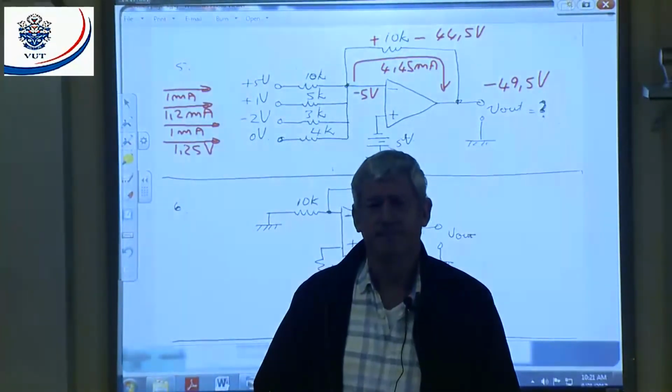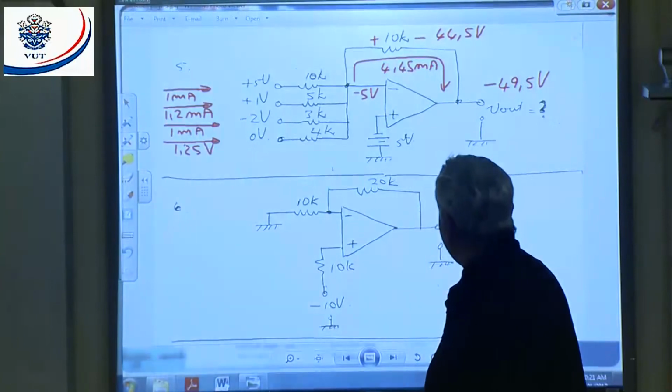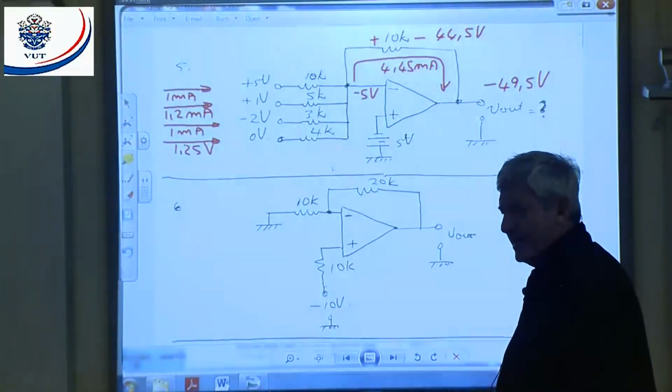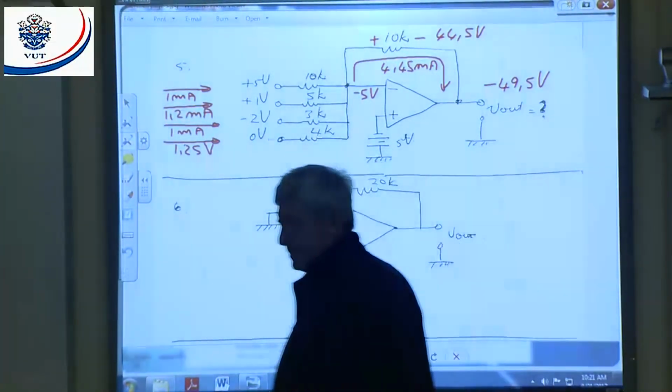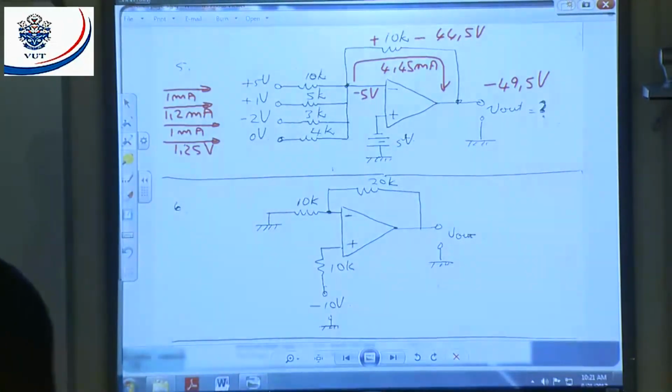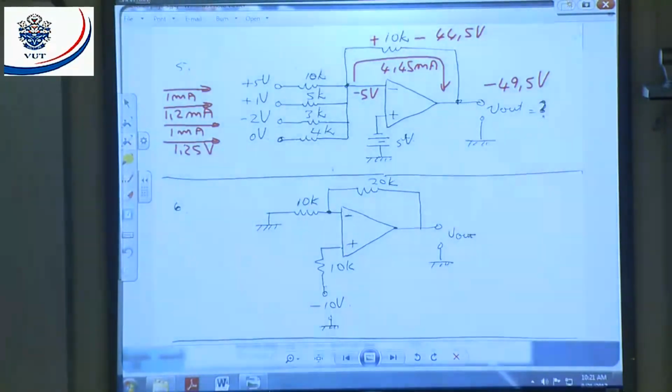The mistake I did was forgot to make it negative. I forgot the variables negative. If you forgot the negative, then it's wrong. Not approximately. If you give me the answer of plus 49.5, it's wrong. The only correct answer there is minus 49.5. All right.